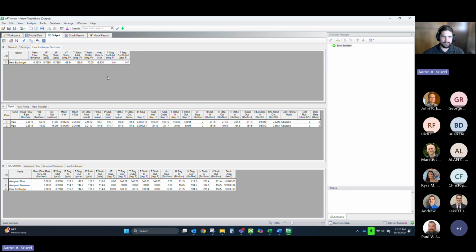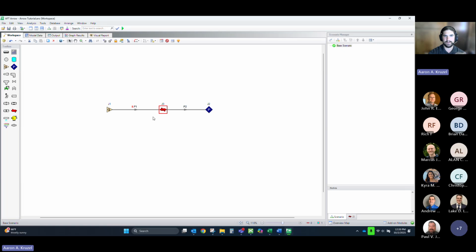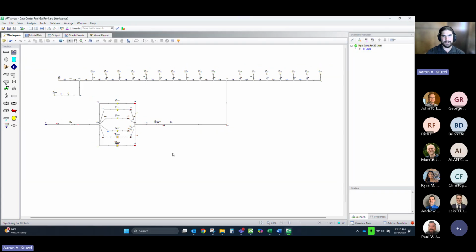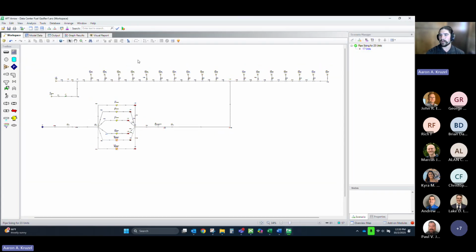On the other side of things, if you want something more precise and less quick, you still have the ability to have a more detailed program. You don't have to do something as simple as a straight line with a heat exchanger and a pressure output. You can have something more complex like this. So this is a more complex model that I've been working on.